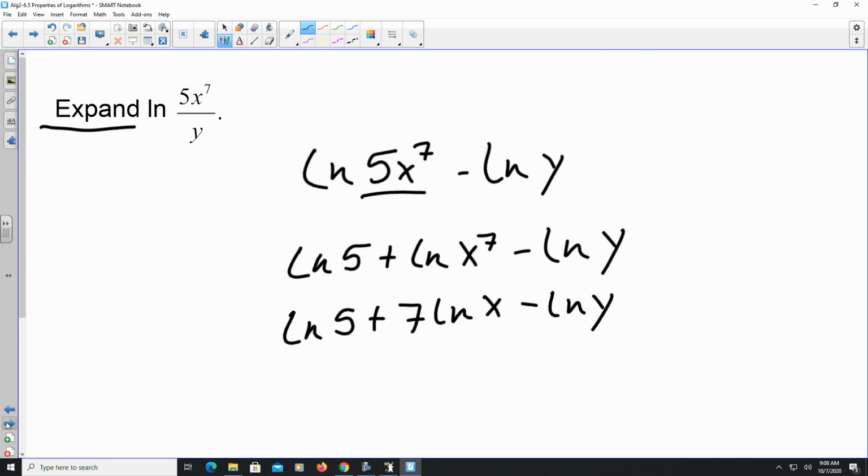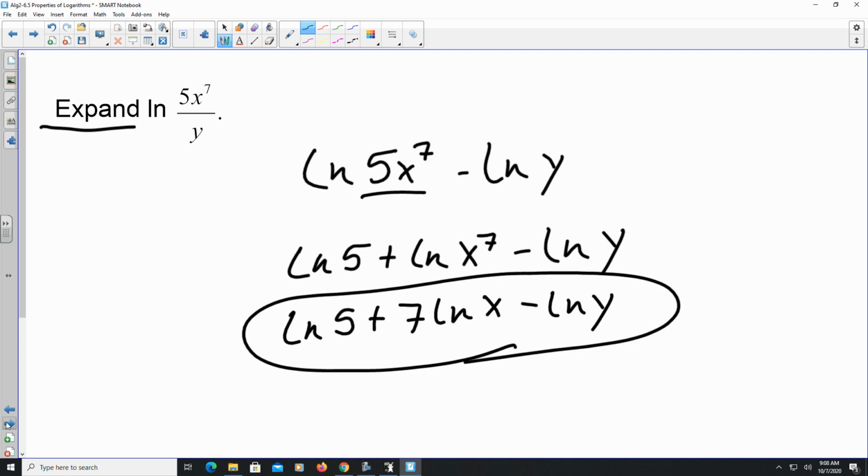All right, there's nothing left inside that's multiplication, division, or exponents. This is my expanded logarithm.